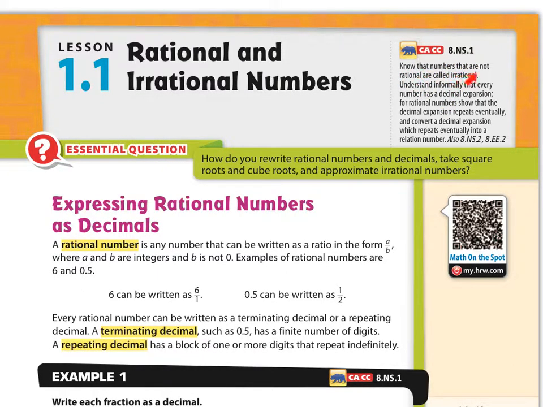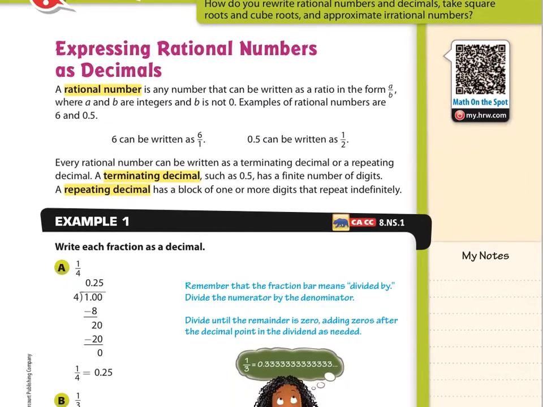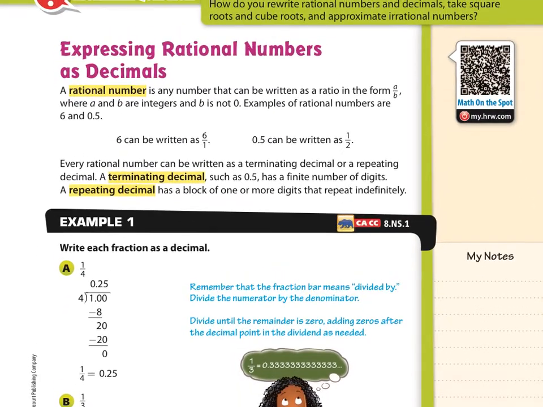Know that numbers that are not rational are called irrational. Understand informally that every number has a decimal expansion. For rational numbers, show that the decimal expansion repeats eventually, and convert a decimal expansion which repeats eventually into a rational number. So you can see this lesson is quite heavy. There's a lot to do here. So let's go right into it.